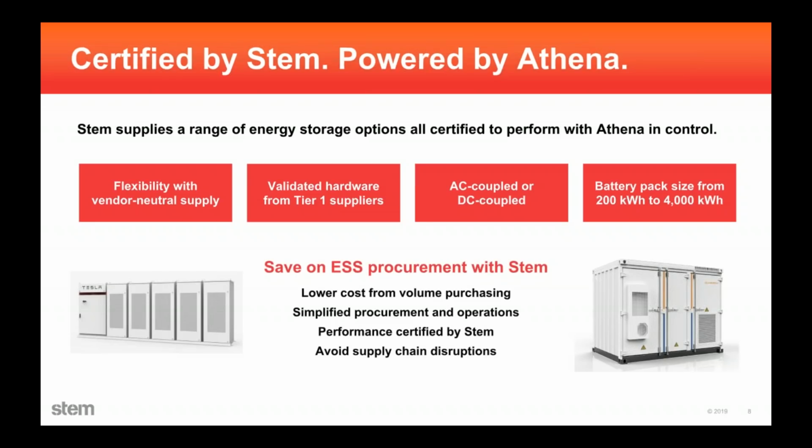By working with STEM on this ESS procurement, you can benefit from the lower costs that we have from purchasing in such volumes across our own projects and all of our partners. We can really handle a lot of the complexities of procurement, the negotiation of warranties with these suppliers, which are quite complex because they're based on the cycling of the system and the performance guarantees. And we can handle all of that. We have certified the performance so that you know that Athena is going to deliver as expected. And if something happens in the supply chain and one of these suppliers can't deliver, we have backup options and we can supply something else in its place so that your project doesn't get delayed.